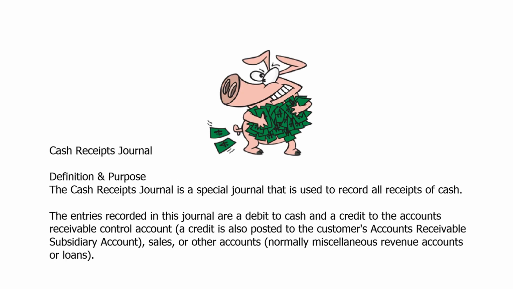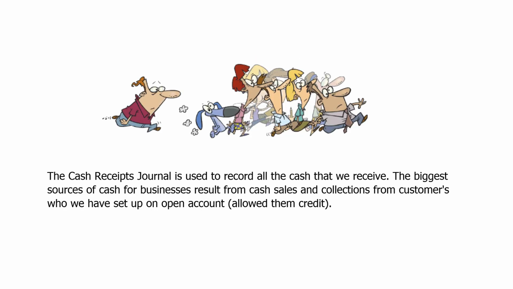Cash Receipts Journal. Definition and purpose. The Cash Receipts Journal is a special journal that is used to record all receipts of cash. The entries recorded in this journal are a debit to cash and a credit to the accounts receivable control account. A credit is also posted to the customer's accounts receivable subsidiary account, sales, or other accounts, normally miscellaneous revenue accounts or loans. This journal is used to record all the cash that we receive.